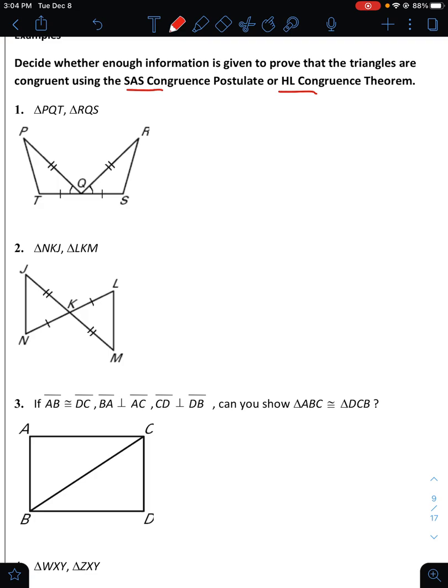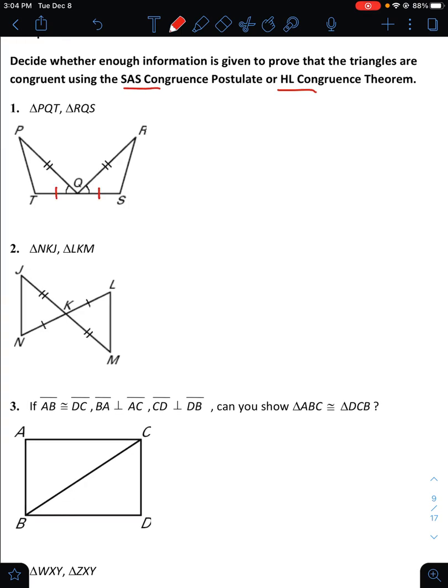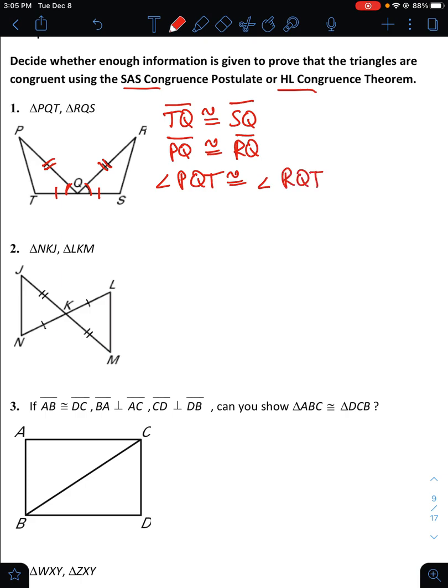So number one, we're looking at triangles PQT and RQS. So let's list what we see here. I'm going to start with the first marks. I see that TQ is congruent to SQ, and that's just given to us. I see the double marks. I see that PQ is congruent to segment RQ. And then I'm also given this angle right here, angle PQT. It is congruent to angle RQT. So all of it's given to us.